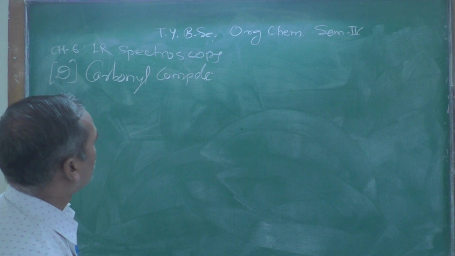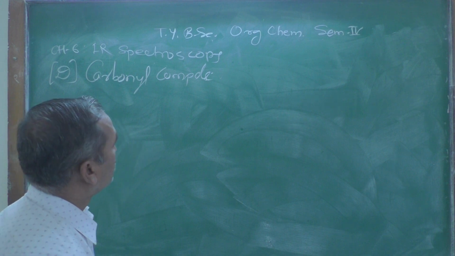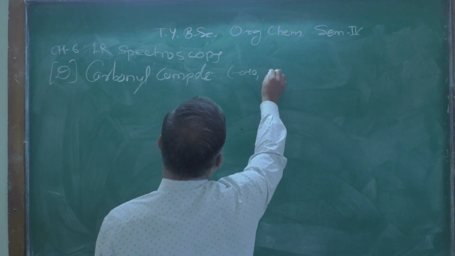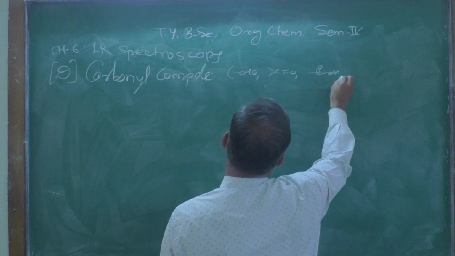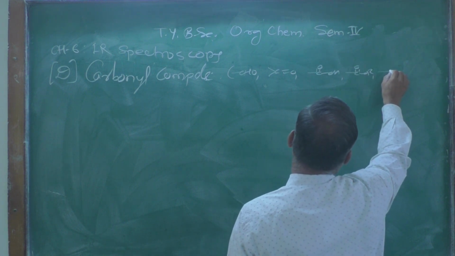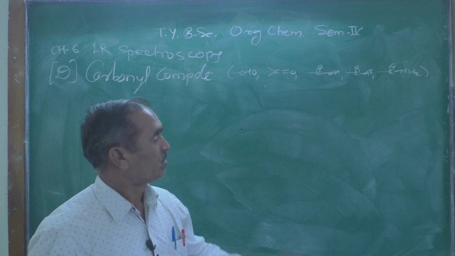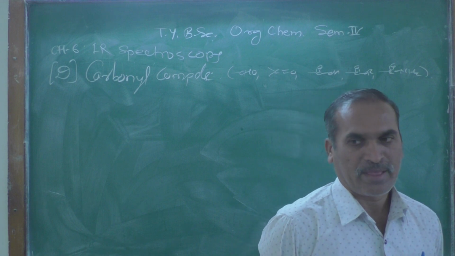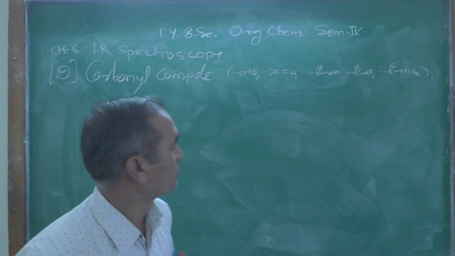Now let's see what the carbonyl compounds are. Generally, we know that there is a CHO, or C double bond O, or COOH, then C double bond O OR, or C double bond O NH2, etc. If you observe these functional groups, every functional group commonly contains the carbonyl group.